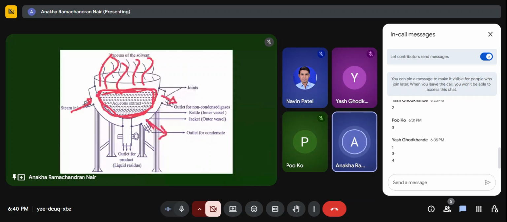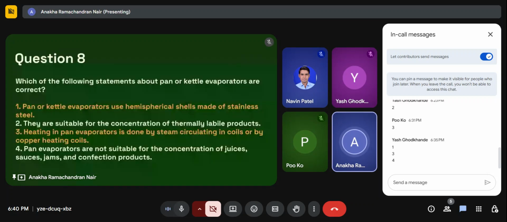I'm not seeing any answers, so let's see what the correct answers are. Pan and kettle evaporators use a hemispherical shell made of stainless steel, like you can see here, that is true.